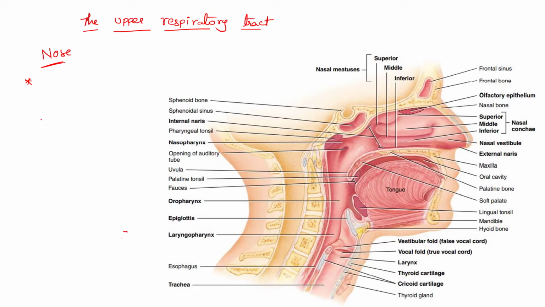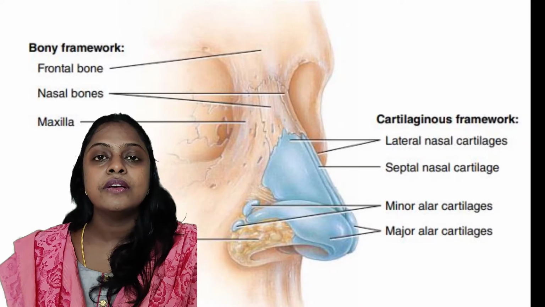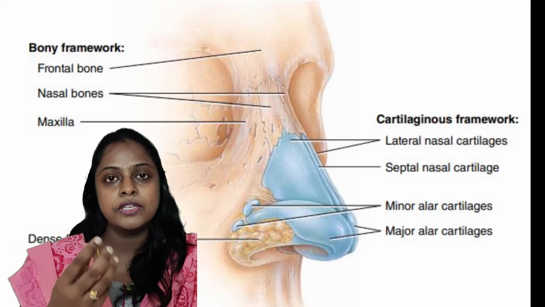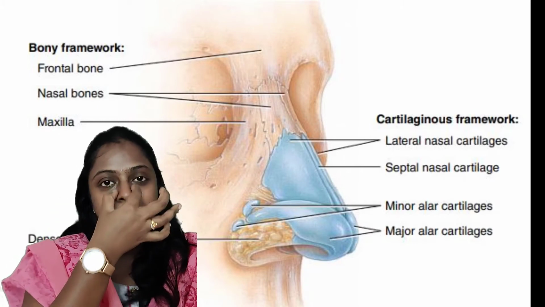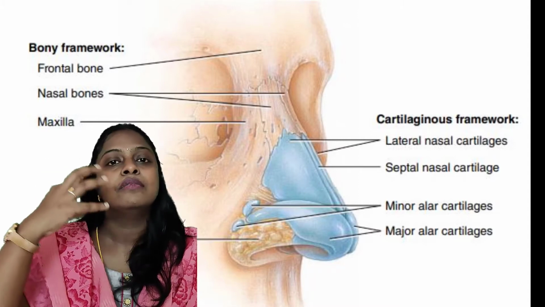This nose is divided into two portions. The first portion is the external portion, which is also called the external nose, and the second one is the internal portion, which is the internal nose, and it is also called the nasal cavity. First, let's see this external nose. The external nose is the nose which is visible on the face. Like this is the external nose, and the internal nose is the part under this visible nose.